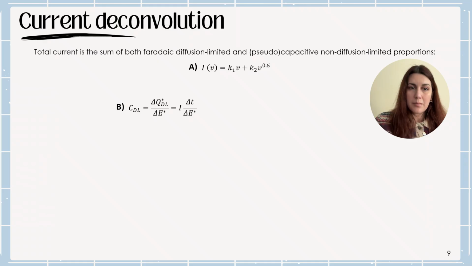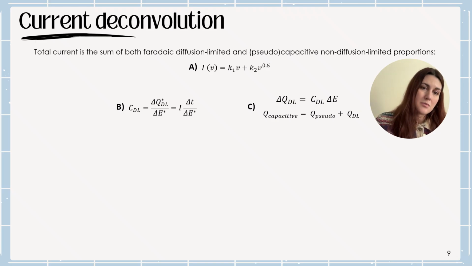Then the double layer capacity delta QDL over the whole scan, anodic, cathodic or total, can be determined by equation C. Finally, the supercapacitive charge can be estimated since the other two terms are known. In the last equation, Q capacitive equals Q pseudo plus QDL.